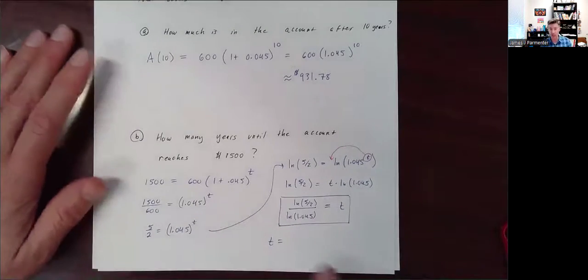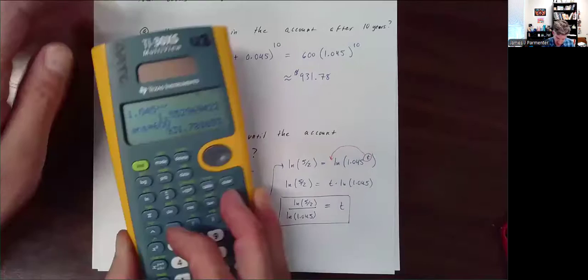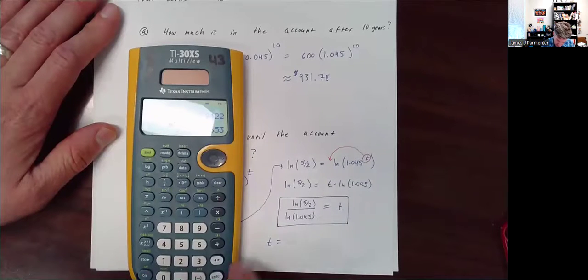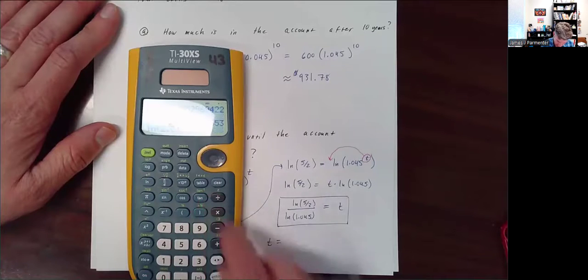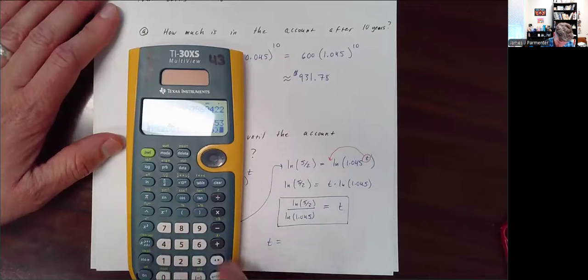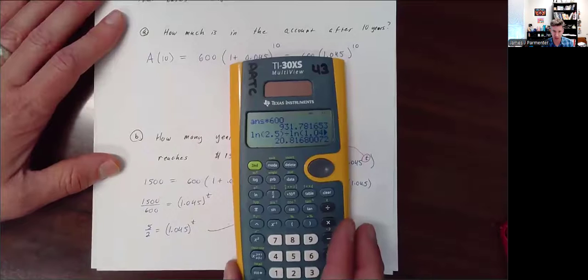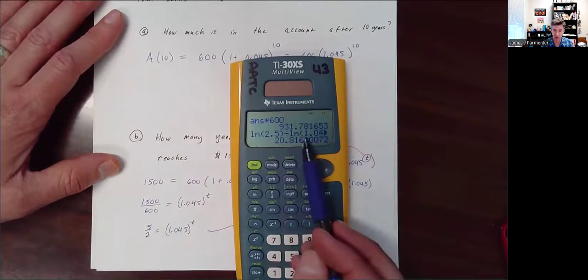I will point out that when I use a calculator, I will probably write 2.5 instead of 5 over 2 because it's just easier to type. So I'm going to do the natural log of 2.5 divided by the natural log of 1.045. I'll point out that, oh, sorry, you can't see that very well. I'm so sorry about that. The natural log of 2.5 divided by the natural log of 1.045.